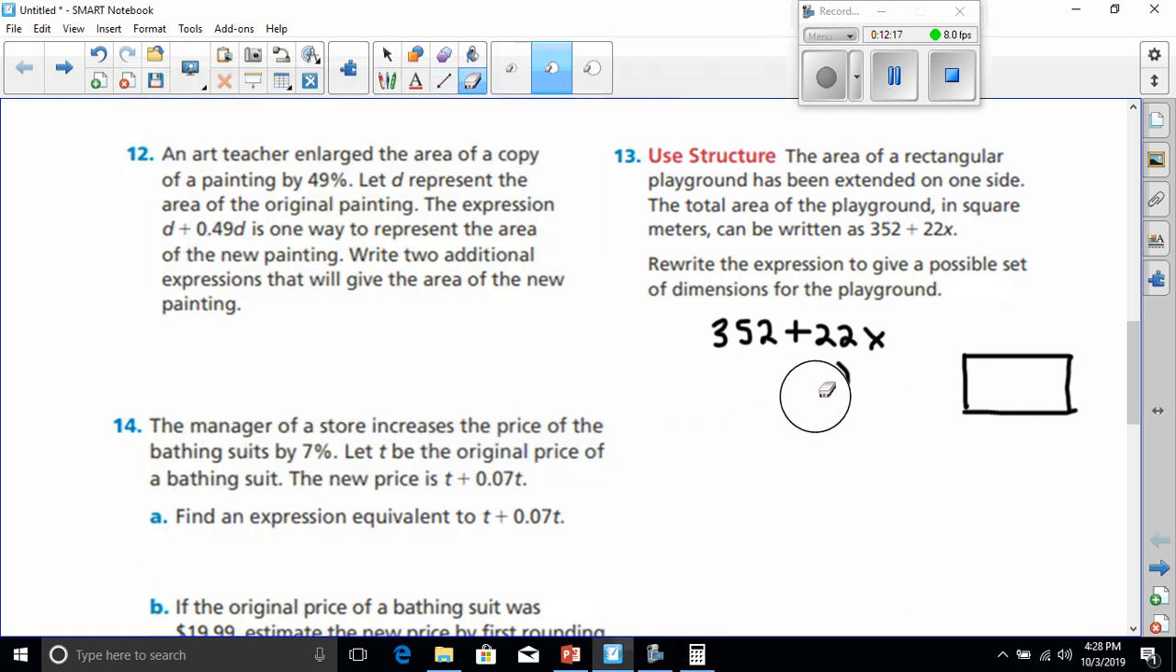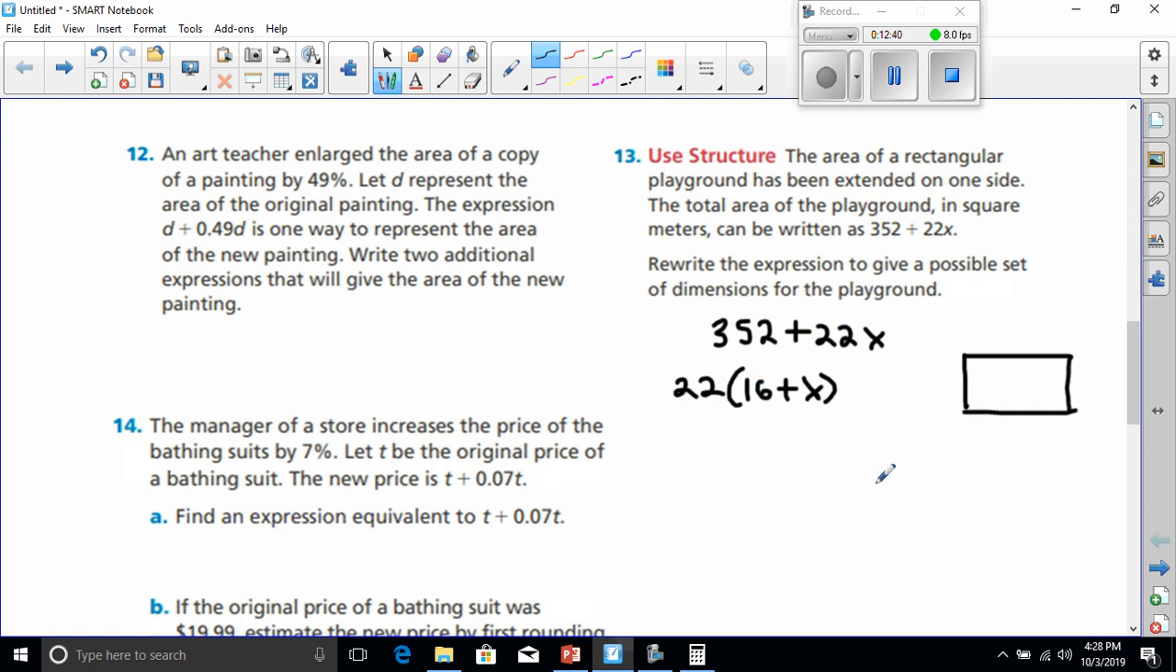So let's erase this. And we're going to put 16 here. Actually 22. And we say that 22 times 16 will equal 352 plus x. Does everyone see how we got that? Because 22 times 16 is 352, and 22 times x is 22x.